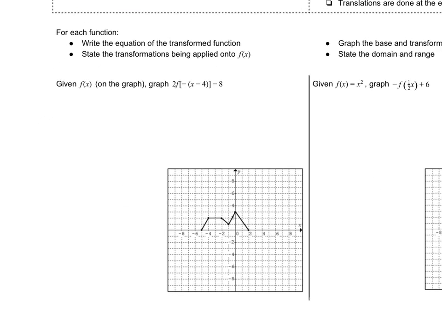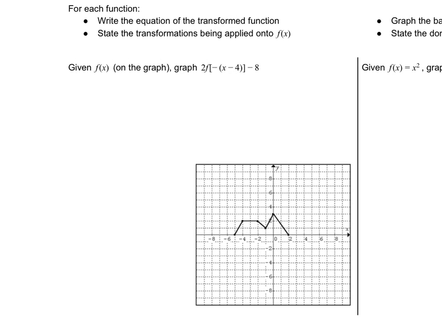Now, with our first example here, we're not given a base function we know. It's actually just a funky shape. So all we're going to do is start off with this funky shape with the key points that they gave us, and then we're going to apply the transformations. But before we can do that, let's do a little refresher on stating transformations. So the 2 is outside the function, so that is a vertical stretch by a factor of 2.